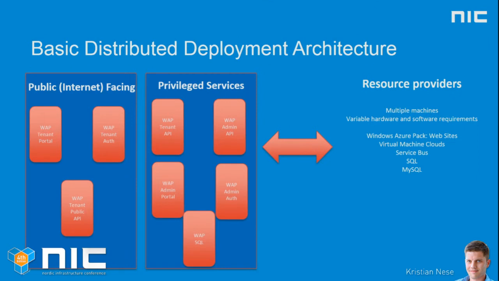We then have a basic distributed deployment architecture. And this one is quite common because they start to deploy the Azure components. They don't think it's that important to have load balancing and failover at the application level. So they are quite comfortable putting 3 virtual machines or a single virtual machine into the public zone. And they have the admin portals, the admin APIs, and the resource providers considered as privileged services located behind the firewall. So this is the basic distributed deployment architecture. And of course, they connect the resource providers in the backend.